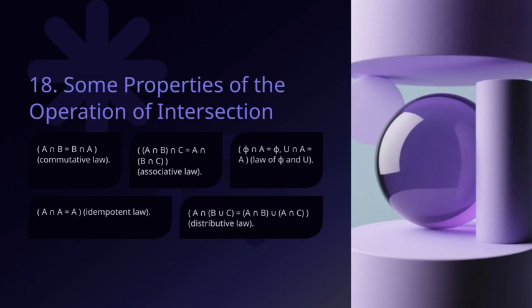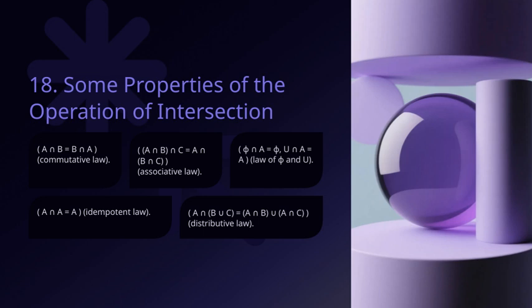Then there's the idempotent law. A ∩ A equals A. This might seem obvious, but it's important because it confirms that intersecting a set with itself doesn't change it. It's a fundamental property that helps us understand the stability of sets under intersection.